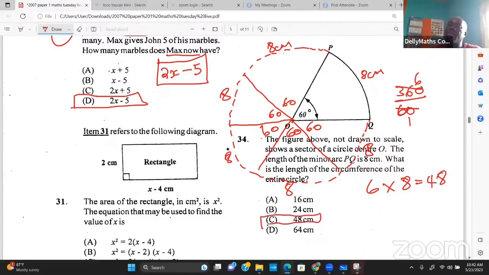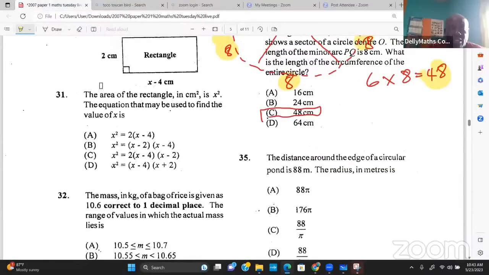So we want to just appreciate ways in which you could solve this. Not saying that this is the only way, but definitely it's a very simple way to see how many times the 60 goes into the 360, and every time it goes into it, you're getting a circumference of 8 centimeters, which would have given you it 6 times, and finally 48 is the response right there. Let's continue to roll. Number 31.